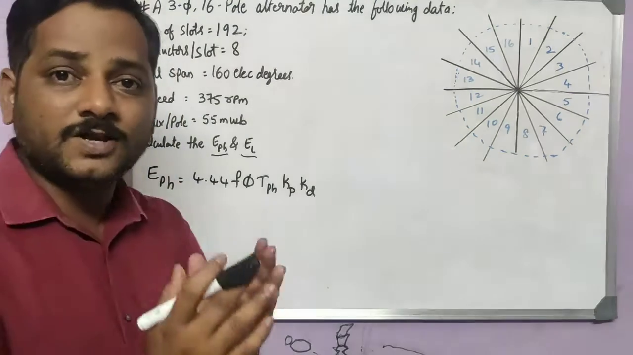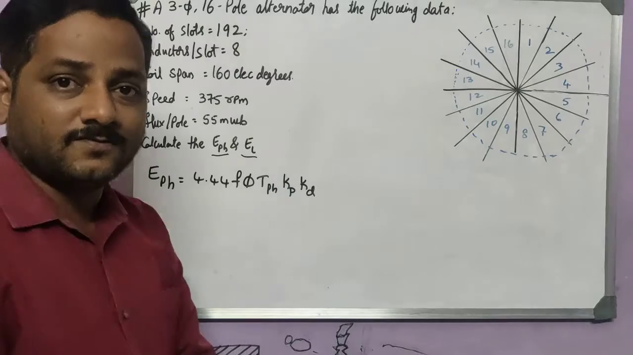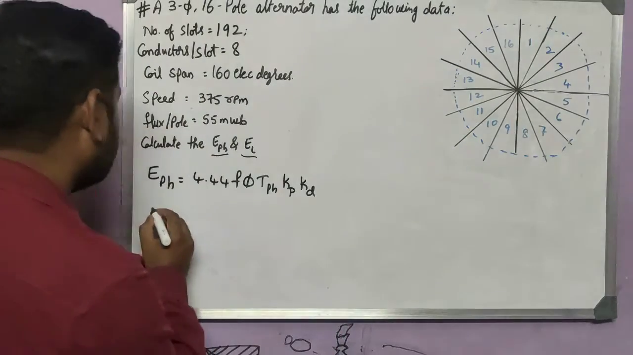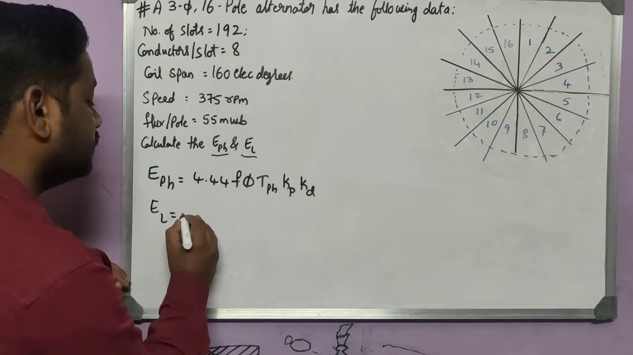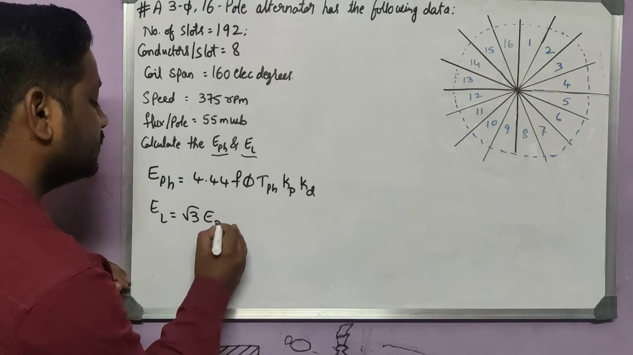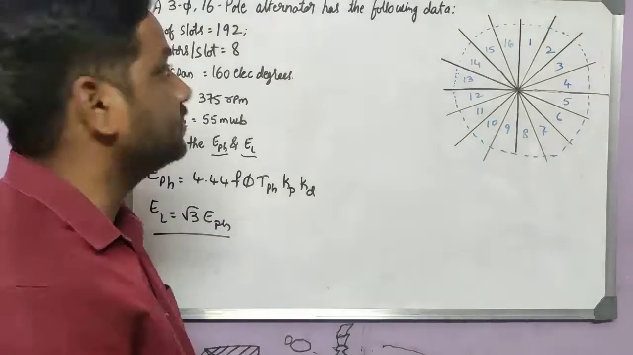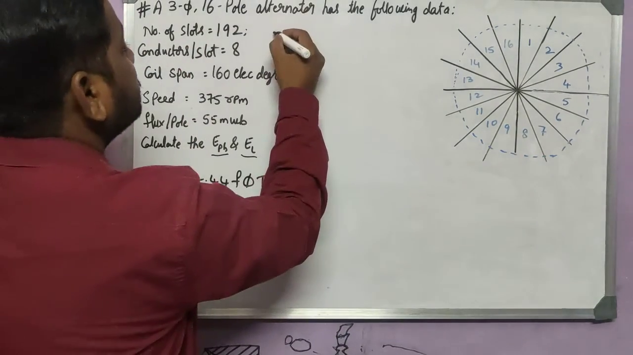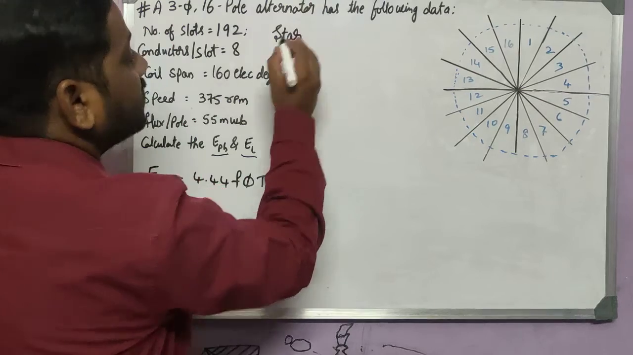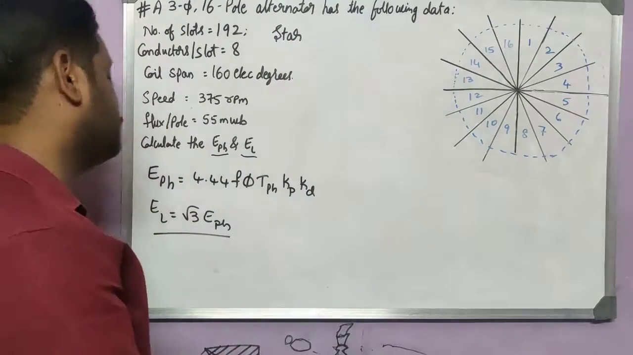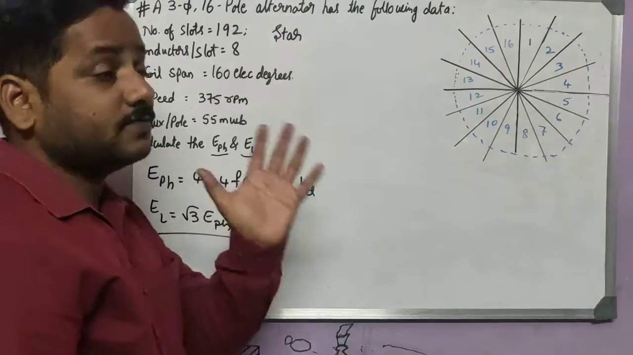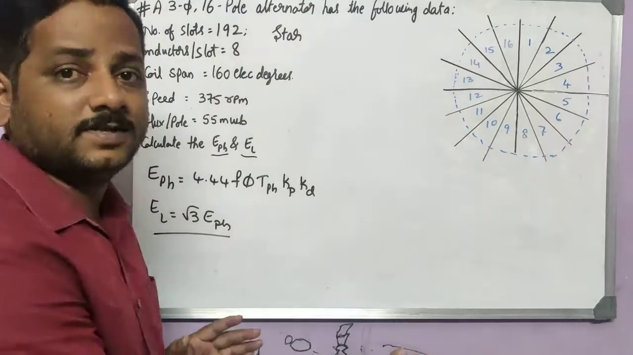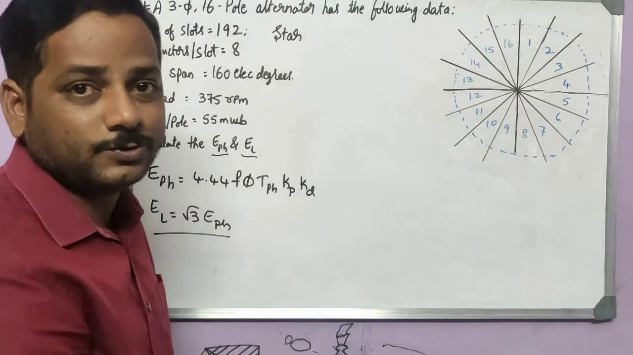After getting the phase value of the voltage, we can find the line voltage. What is the relation between the phase and line? We have EL is equal to root 3 E phase. I have not written it, but in the question it has been mentioned that it is a star connected alternator, so this is the relation. If it was a delta connected alternator, then EL will be equal to E phase. So once you find E phase, that will be equal to EL.